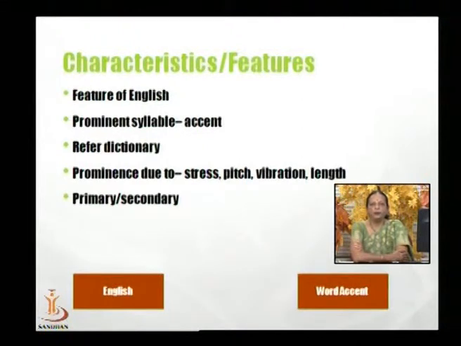Now, why do we have stress? As I mentioned, there is prominence, there is more emphasis, there is more stress, and that is why we call it the word accent. But why does it happen? It could happen, my dear students, because of the pitch. It could happen because of the vibration. Do you remember the word vibration?